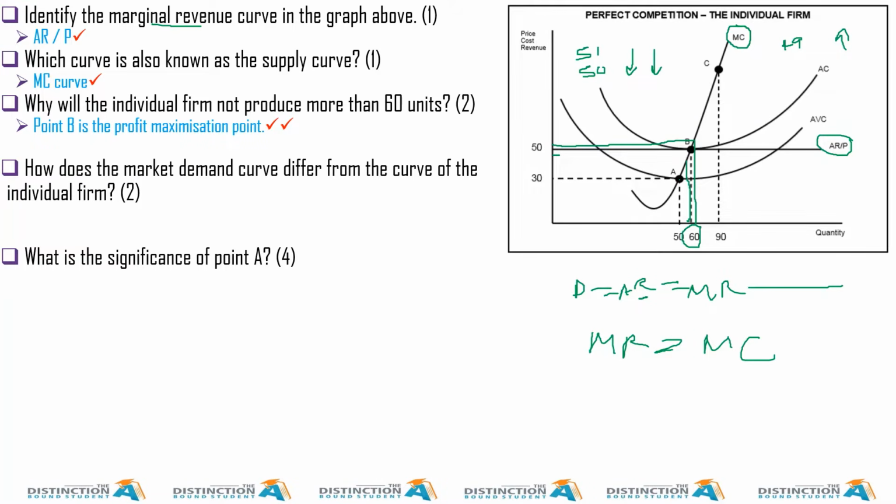Here it says point B is the profit maximizing point. Any quantity more than 60, marginal cost will exceed marginal revenue, just like I said here, 51, 50. So your profit begins to decline.